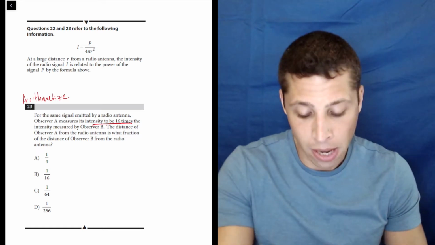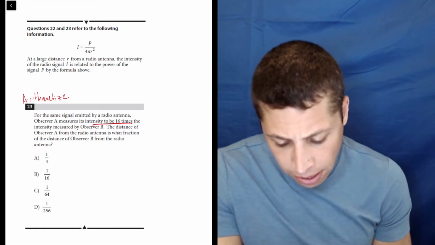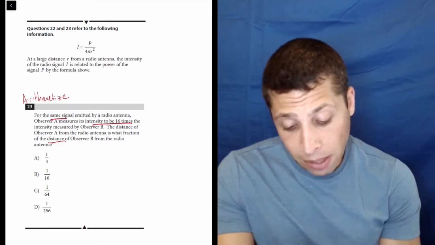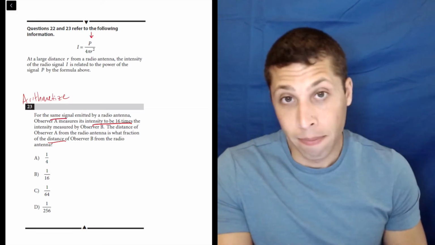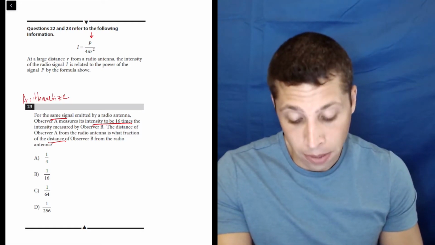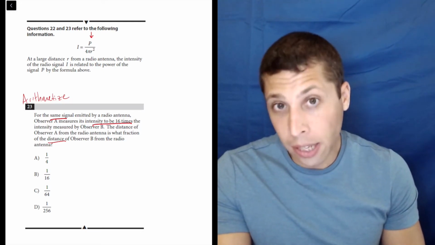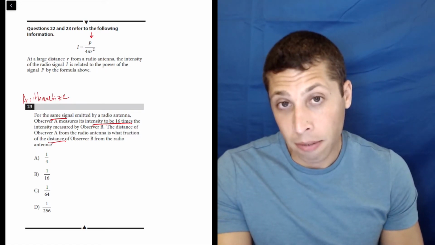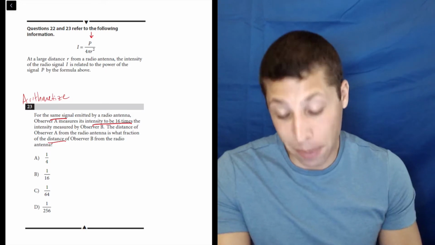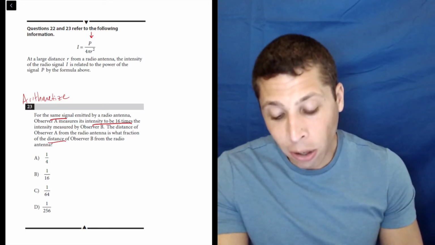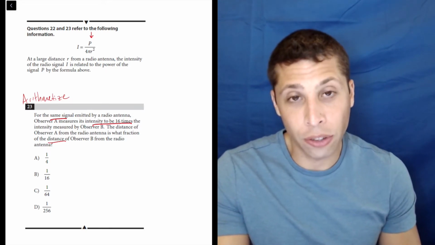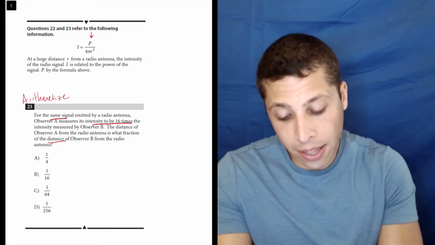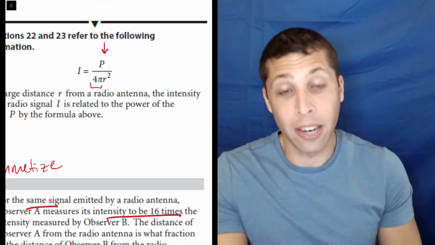So it would be better if I had the values so that I could understand it more clearly. Now the other thing is that the distance must be changing, but they're saying it's the same signal. So that means this value P is constant between the two. So when I arithmetize, I would need to keep P constant, but I also notice that it's going to be very difficult to solve for R if I've got this annoying 4 pi here.